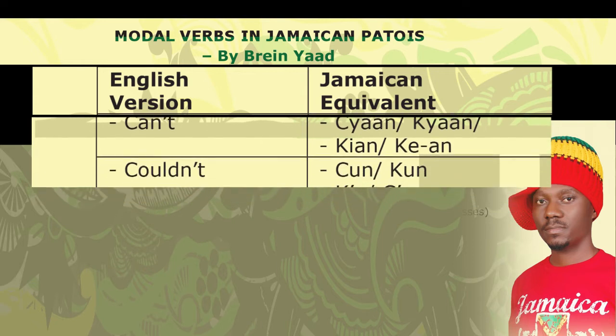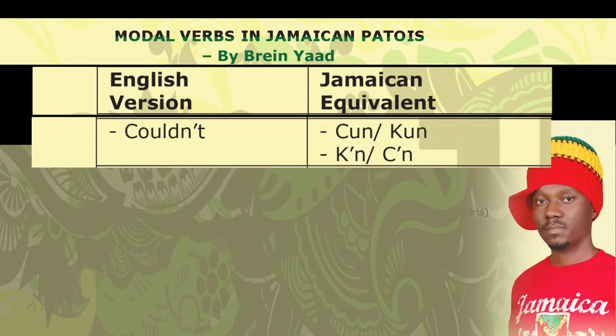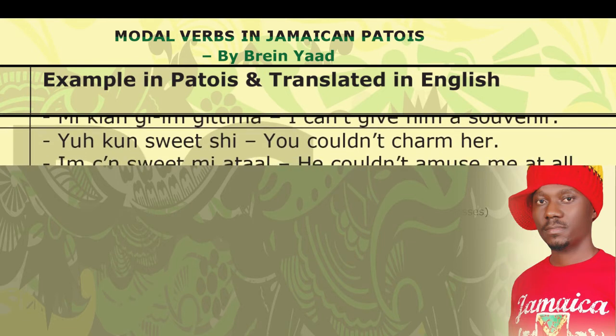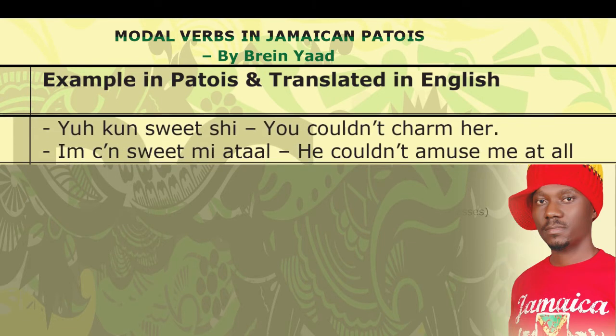Yes, we go to the next modal verb, which is couldn't or could not. How do you say couldn't or could not? You simply say kudn. So in example we say, you couldn't switch she, meaning you could not charm her. So you're not interesting, you're not funny, you could not charm her.